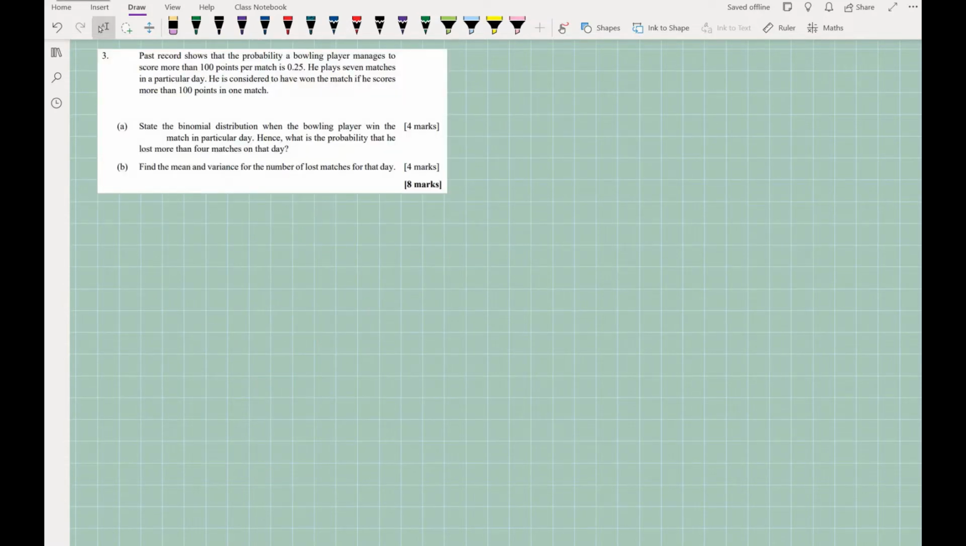Now let's take a look at question 3. Untuk question 3, past record shows that the probability a bowling player manages to score more than 100 points per match adalah 0.25. Okay, so from here we know that should be our probability. He plays 7 matches in a particular day, so that will be the number of trial, and he is considered to have won the match if he scores more than 100 points in a single match. So untuk soalan A, dia dah sebut di sini, state the binomial distribution when the bowling player win. So penekanannya adalah dia mesti win the match in a particular day.